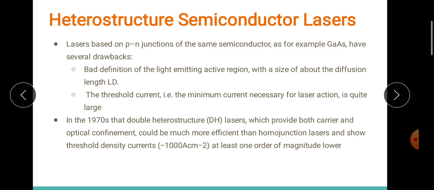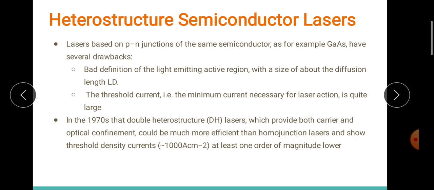In these kinds of lasers, they have certain issues. One is that the active region which emits light in homojunction lasers is not well defined. Their size is not well defined, their performance is not well defined. We'll see that in a schematic manner.